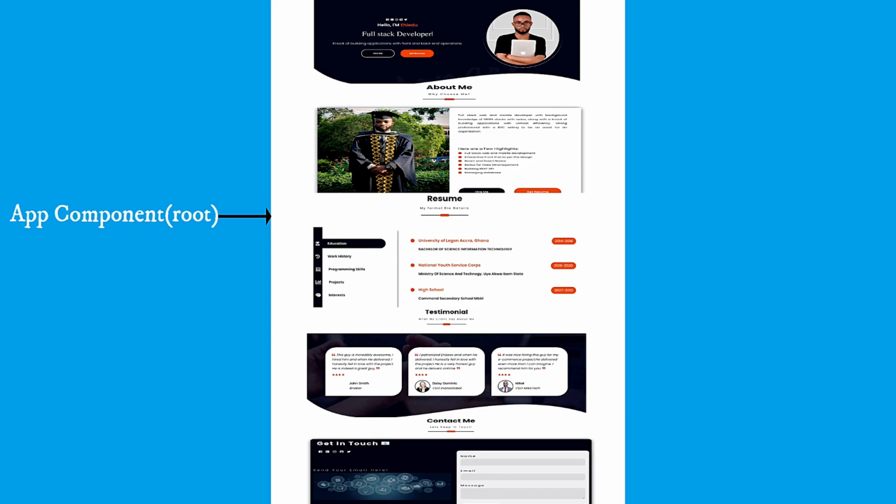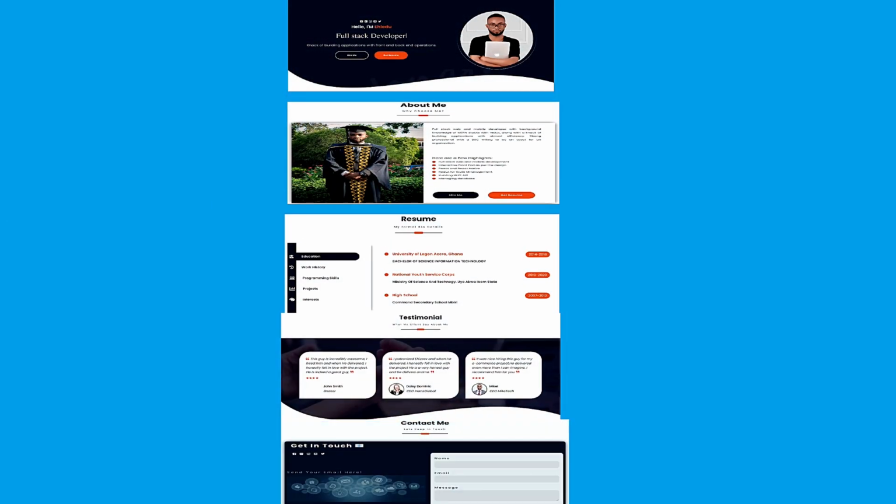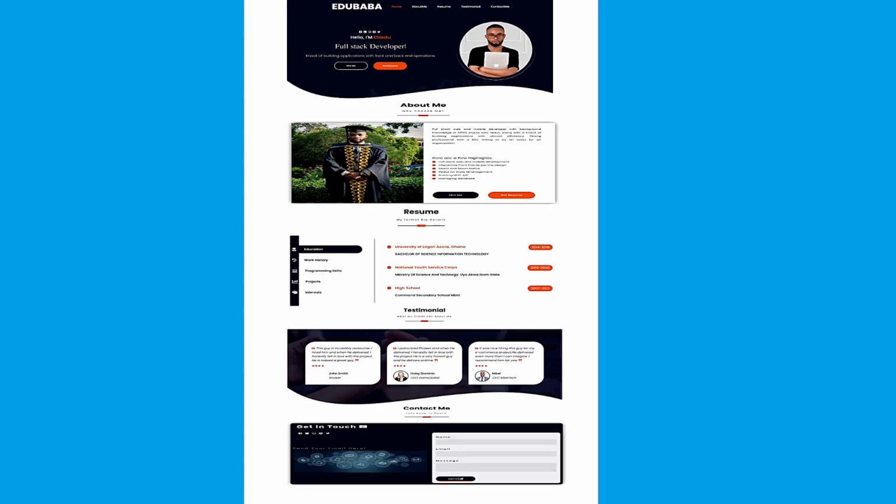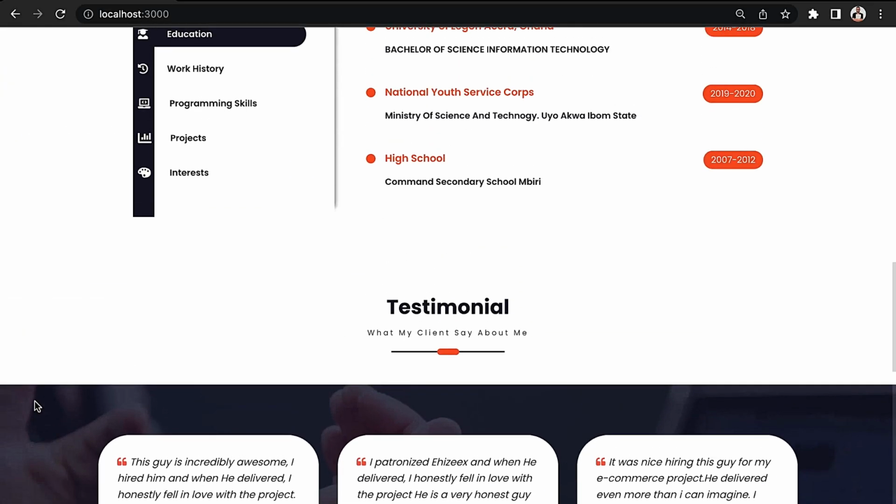So when you take a look at it closely, you will realize that each of these components defines only a section of the user interface. And all of these sections are then put together to form the entire application.